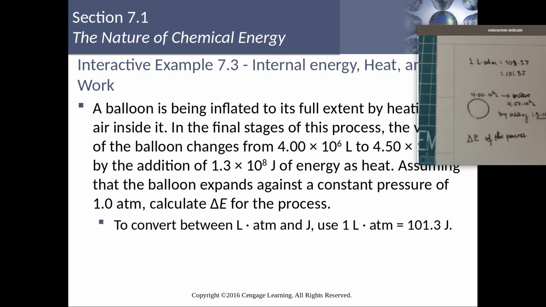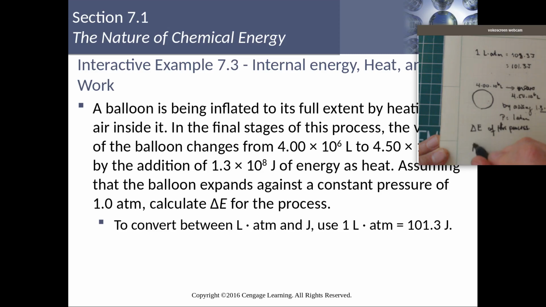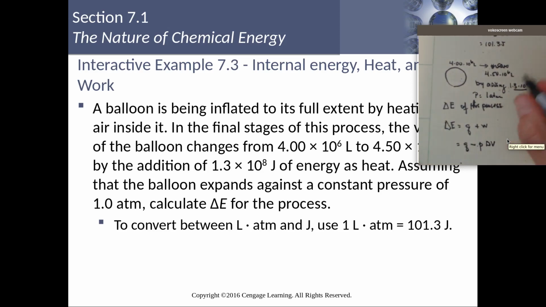Okay, I added that much energy, but I've also expanded, and I have an outside pressure, P equal to 1 atmosphere. So remember, delta E is equal to Q, the heat added to the system, plus the work. The way I like to write this is equal to Q added to the system minus P delta V. Q added to the system we already have.